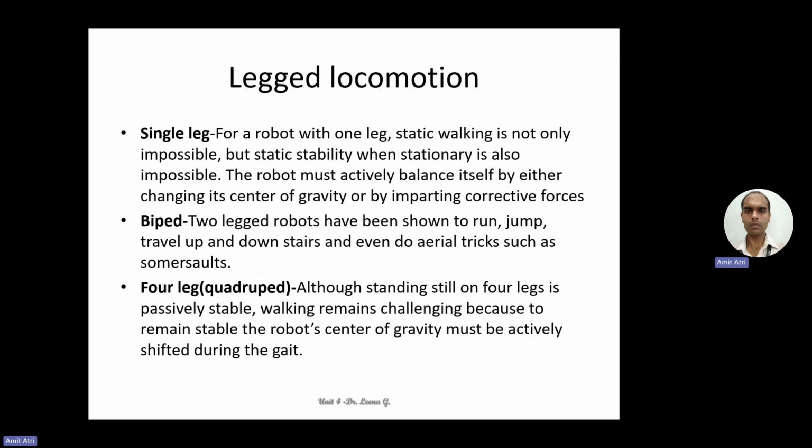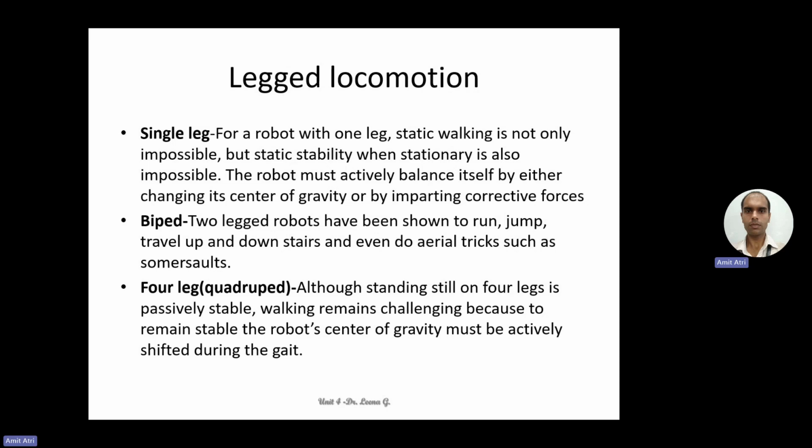Now the leg type of robot, starting with the single leg. This robot has only one leg, so it is not walking. Basically, it is hopping. The robot must actively balance itself by either changing its center of gravity or by imparting corrective forces. If the center of gravity changes, the robot may fall. Whenever it is moving from one place to another, it should maintain its center of gravity. It should change it so as to maintain stability, so it does not fall.